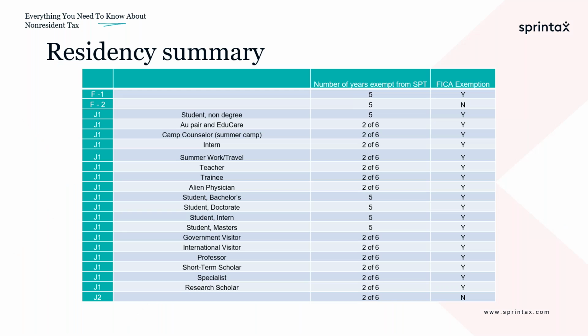This is just a useful residency summary table with some of the common visa types, as well as the number of years that you'd be exempt from the substantial presence test, or the number of years of non-resident status that you'd have, as well as some details on FICA exemption, which I'll touch on in more detail in a couple of slides.